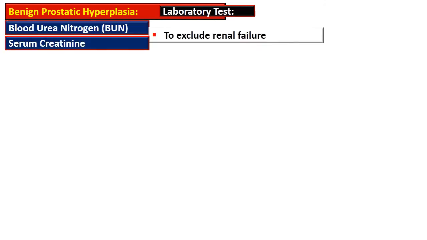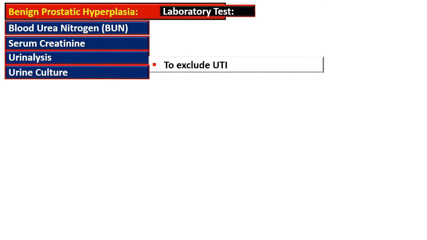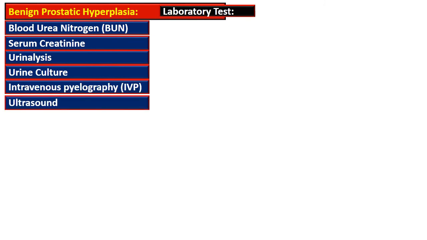Various laboratory studies are performed to determine the functional status and to visualize this organ and the adjoining area. The blood urea nitrogen and serum creatinine are performed to exclude renal failure, while urinalysis and urine culture are important tests to exclude urinary tract infection.